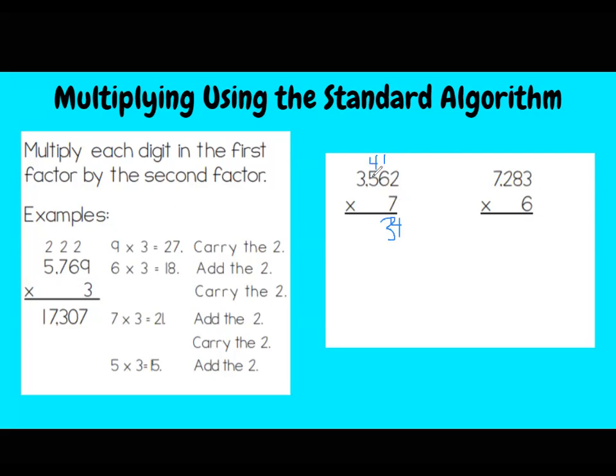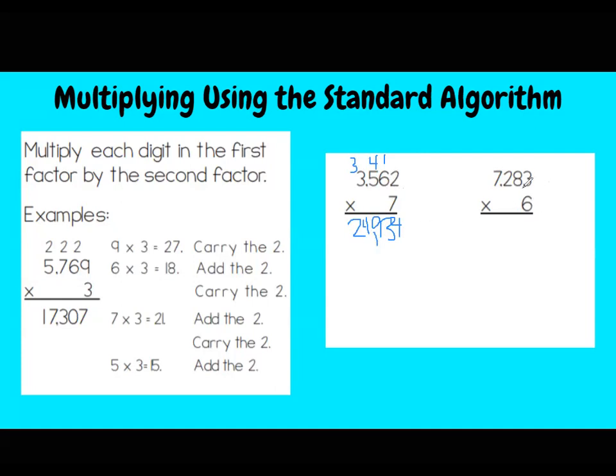Then we take the 7 and multiply by the hundreds. 7 times 5 is 35, plus 4 is 39. Then we multiply by the thousands place. 7 times 3 is 21, plus 3 is 24. So we have a product of 24,934.